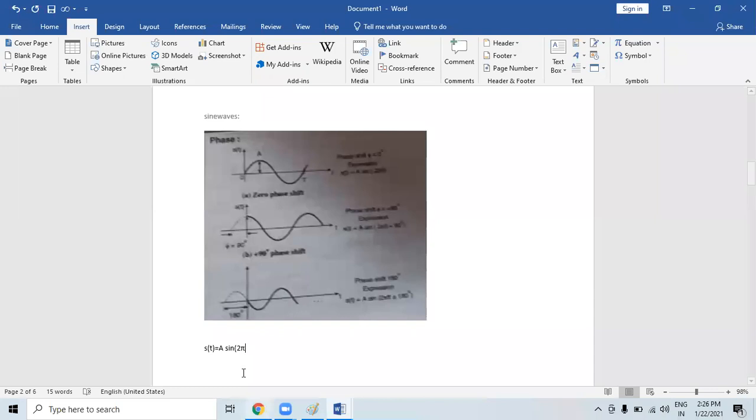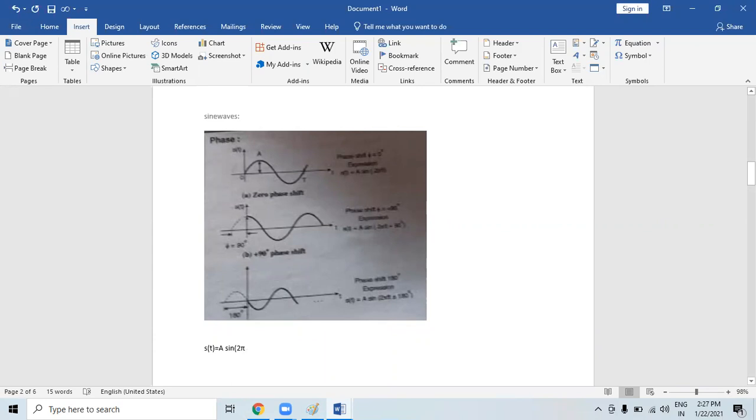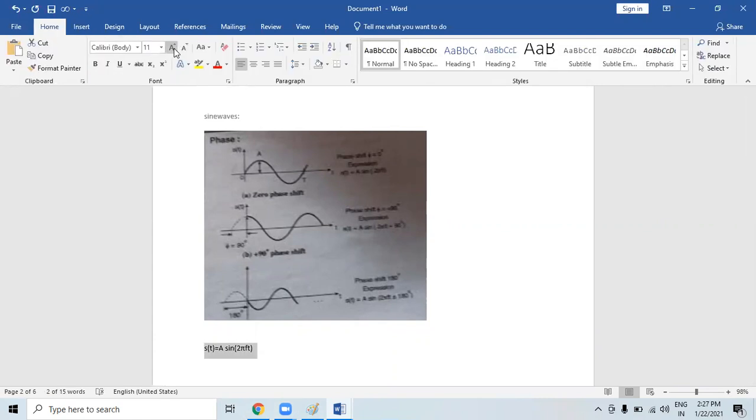So the sine wave s(t) equals A sine 2 pi f t. This is about the phase, which is the zero phase. This is nothing but a zero phase shift. Then a 90 degree phase shift is written instead of this, like this only.